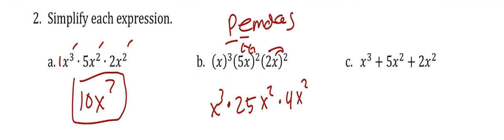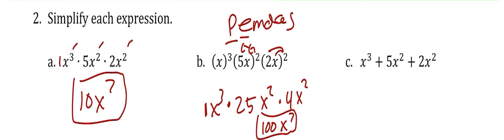Okay, now we've got something that looks kind of like part A. And just like in part A, we added these exponents. So we added 3 plus 2 plus 2 to get x to the 7th. And we multiplied those coefficients. So really like a 1 here that we don't see. 1 times 25 times 4 gives us 100. So 100x to the 7th.